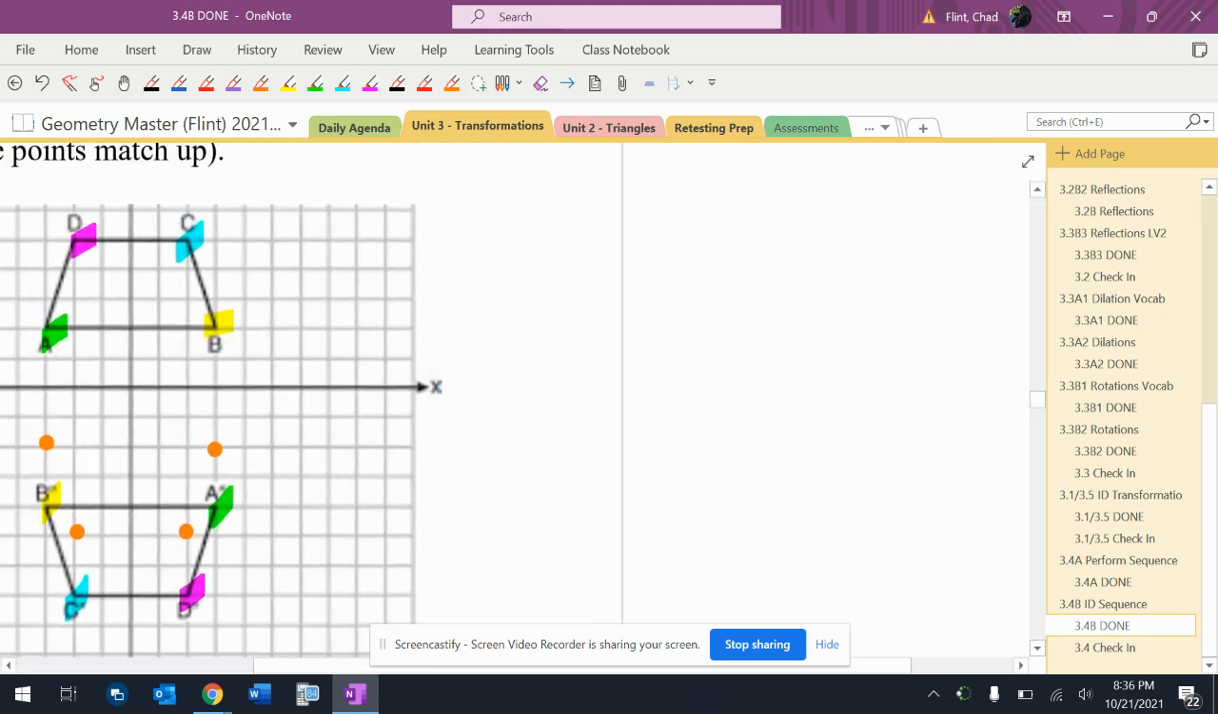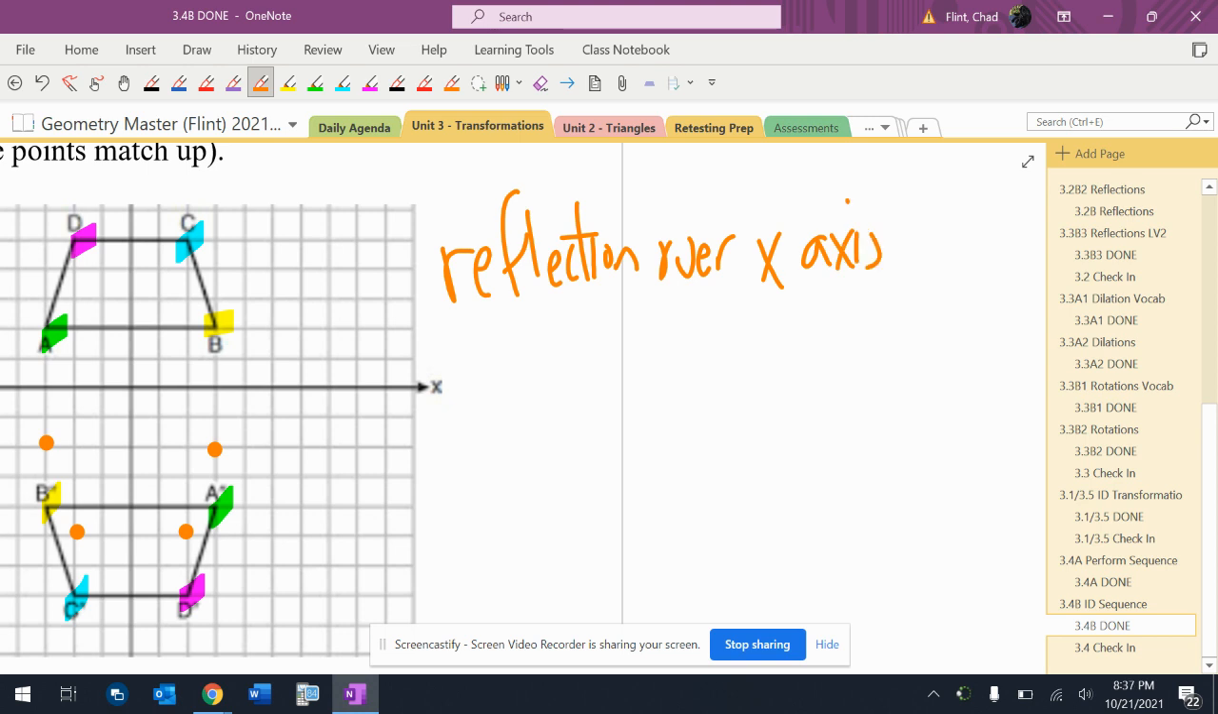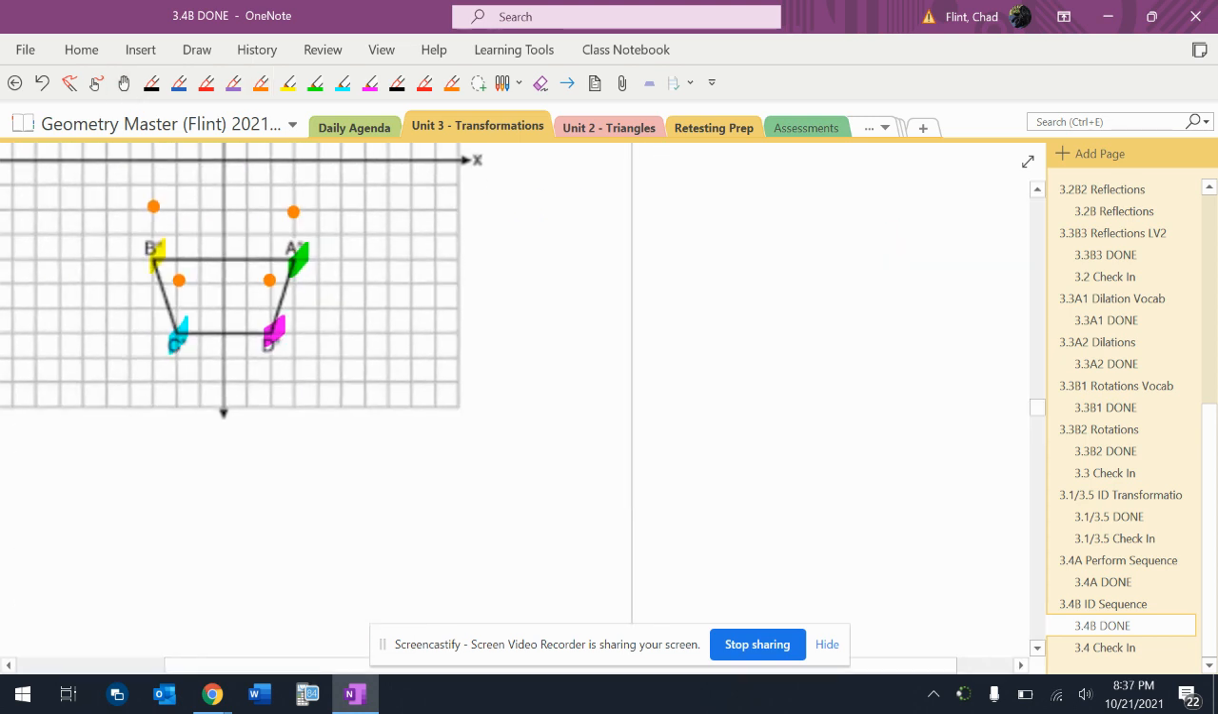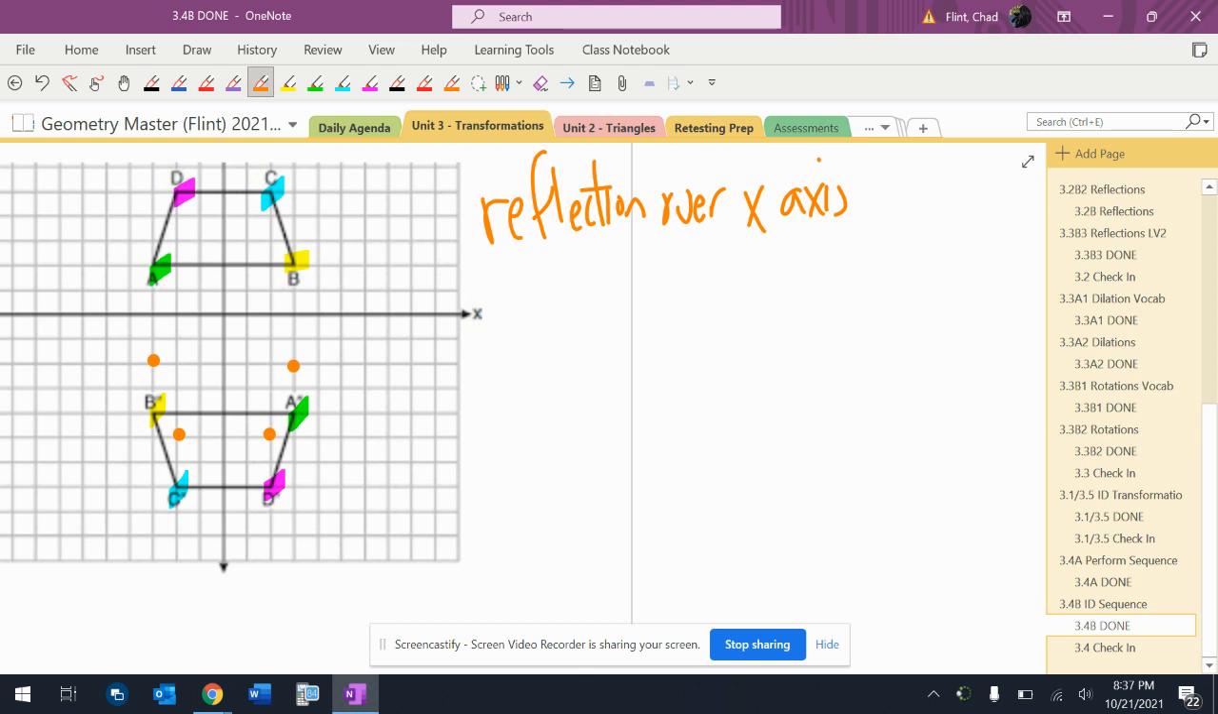All right, so I'm going to write this down. So I did a reflection over the x-axis, and I ended up right there. And let's put my letters on here. That's B prime, that's A prime, that's D prime, and that's C prime.